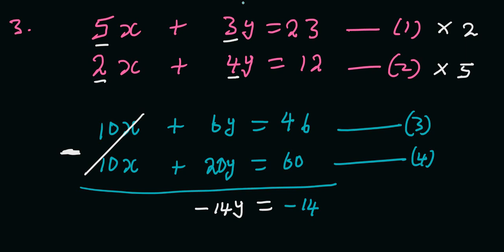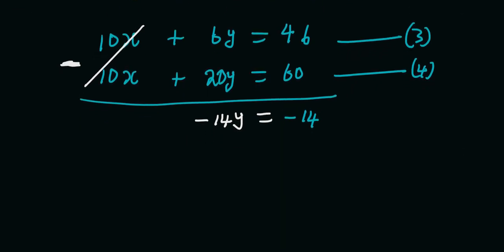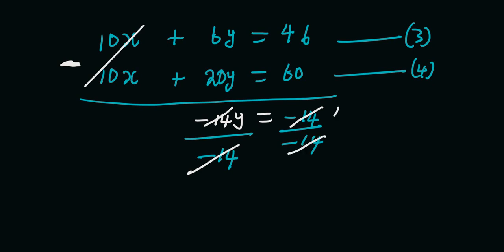All right, at this point, we can divide both sides by negative 14. Negative 14 is going to cancel out this, and negative 14 divided by negative 14 is 1. This divided by this is 1. So y is equal to 1 over 1, which is 1. So y is equal to 1. Now we have found the value of y to be 1.